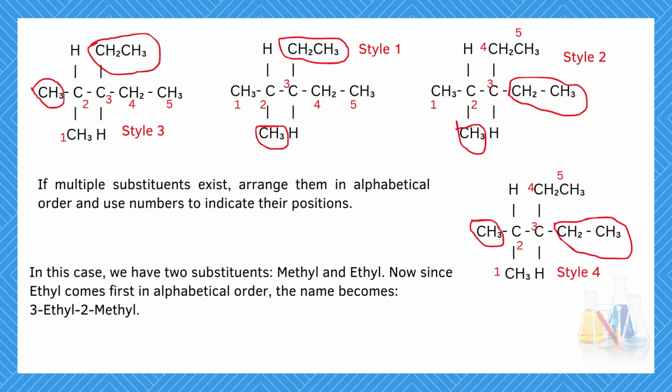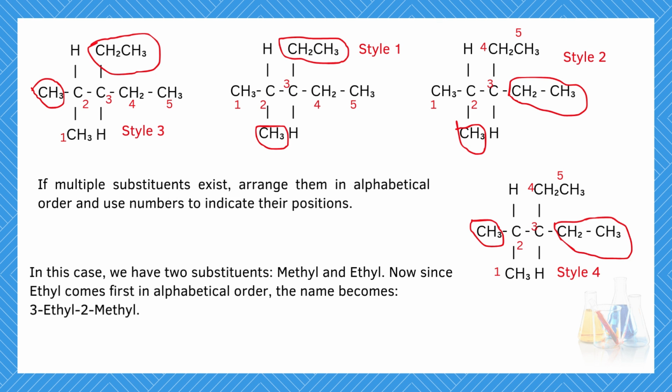Now look at this. If multiple substituents exist, arrange them in alphabetical order and use numbers to indicate their positions. In this case, we have two substituents, methyl and ethyl. Since ethyl comes first in alphabetical order, because the first letter in ethyl is E, the first letter in methyl is M, and E comes before M, what we are going to do is say 3-ethyl and then 2-methyl. I hope you understand. The reason why we're putting ethyl before methyl is because E comes before M.